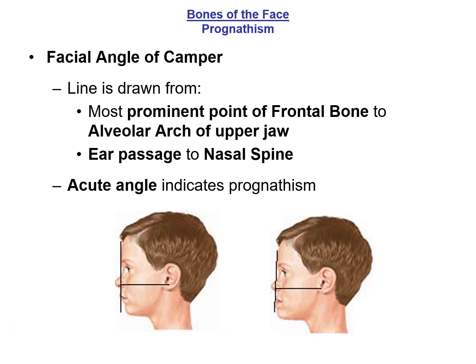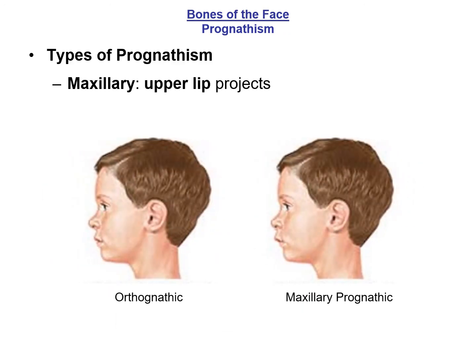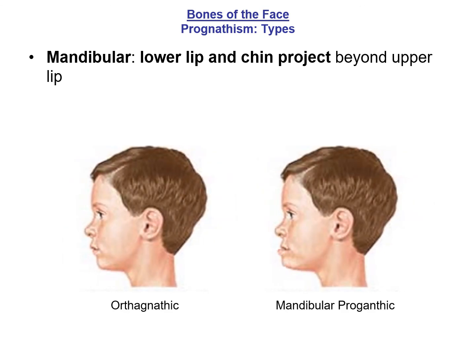Now, there are different types of prognathism. There is maxillary prognathism, and that's when the upper lip projects. Again, that could be due to some malformation of your maxilla. That's why they call it maxillary. It results in an overbite, and usually the lower lip and chin will look to recede away from the face. There's mandibular. That's when the lower lip and chin project beyond the upper lip. That would create what we call an underbite.